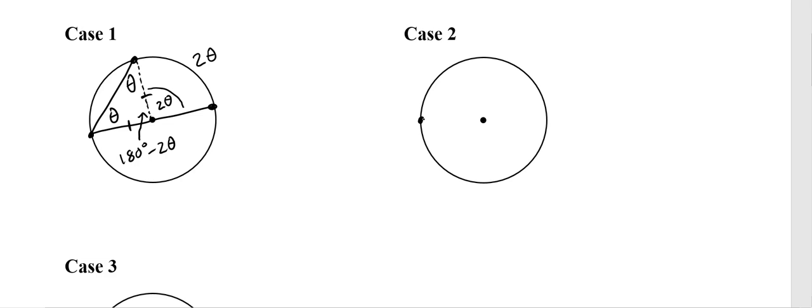For case 2, we'll consider the case where the center of the circle is inside of the inscribed angle. We'll call the measure of the inscribed angle theta, and again we want to establish that the arc it intercepts is 2 theta. To do that, I'll draw the diameter here that goes through the vertex of the angle, and I'll call this angle down here alpha. That angle marked alpha actually falls under case 1, so we already know that the arc it intercepts here is twice alpha.